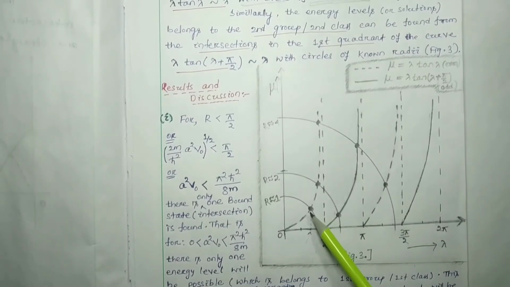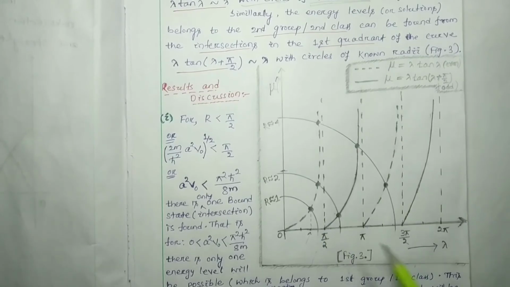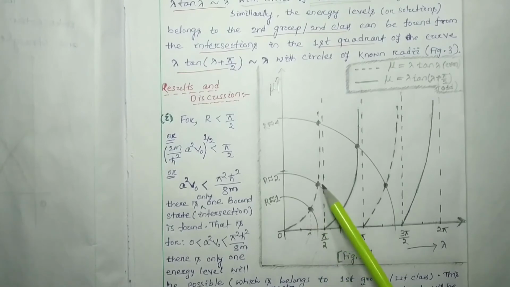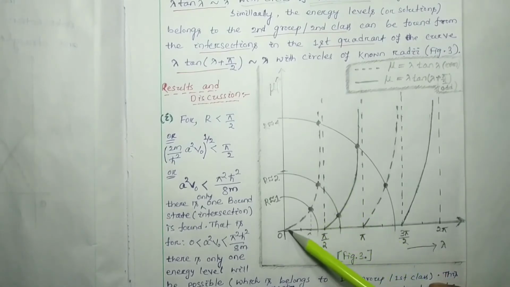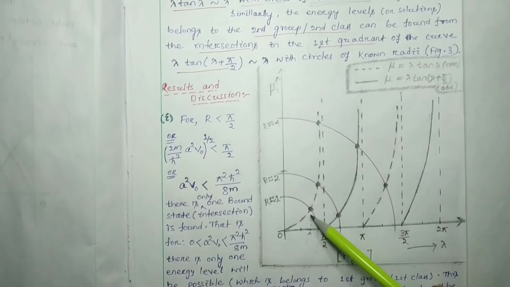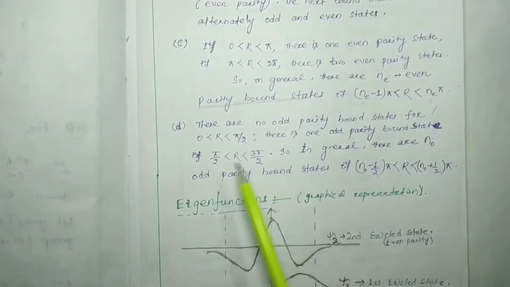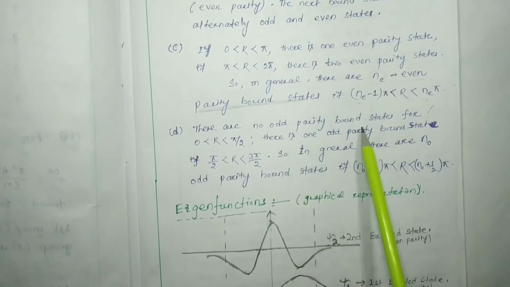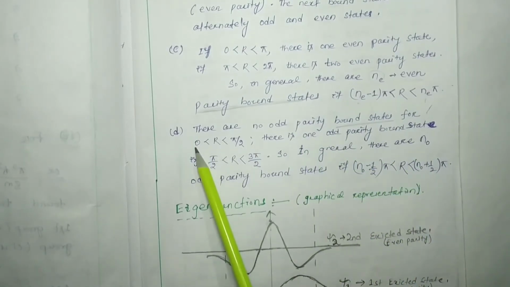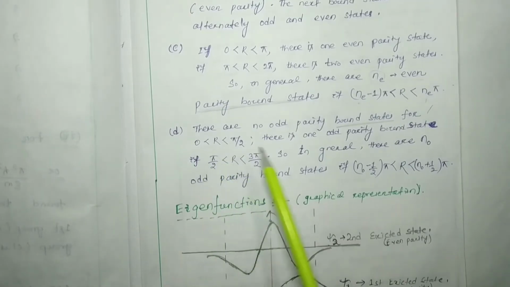Okay, this belongs to the ground state. So in between 0 to pi by 2 there is no odd solution, because this belongs to the curve of the even one. So no odd parity solution is going to be found in between 0 to pi by 2. Odd parity is not possible. That is why it is written that there are no odd parity bound state solutions for radius 0 to pi by 2.